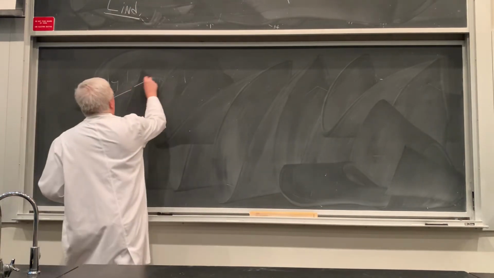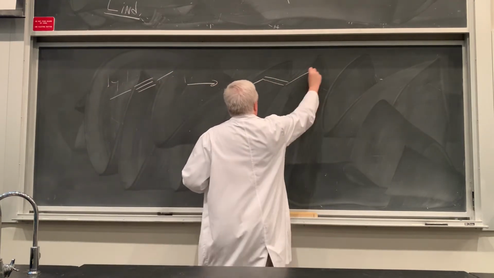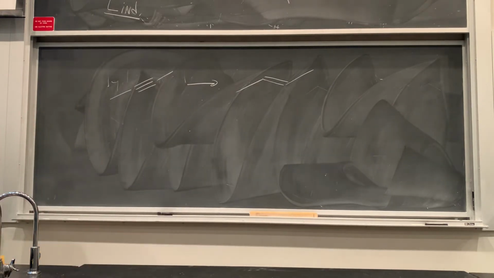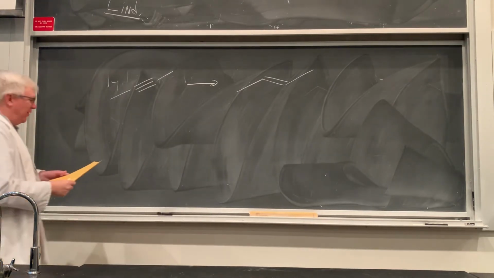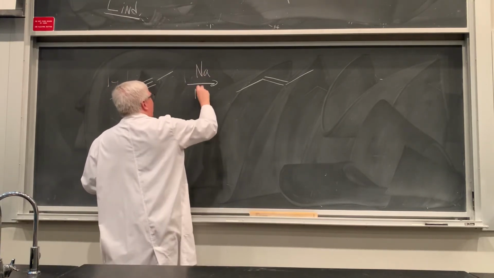Now, what if we want the trans? So we've got our same 2-butyne here, and we want to get the trans product. And the trans product is the more stable thermodynamic product. But we have to use a different reagent to do that. We use sodium metal in ammonia.